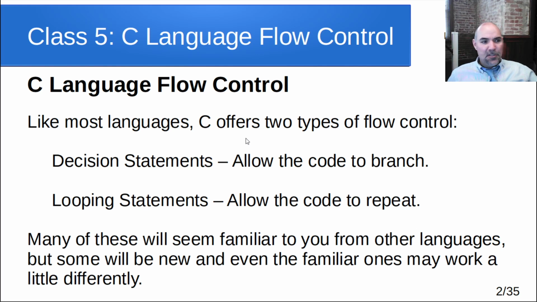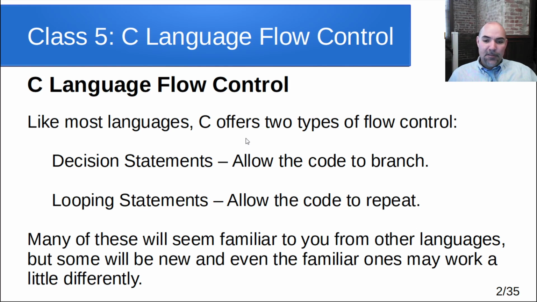Basically, decision statements allow us to decide whether to do something or not do something, or do one thing or another thing, or maybe another thing. Looping statements allow us to repeat something over and over again. And those are really powerful things to be able to do. In fact, it's hard to write a program or an algorithm of any complexity without decision statements and looping statements.